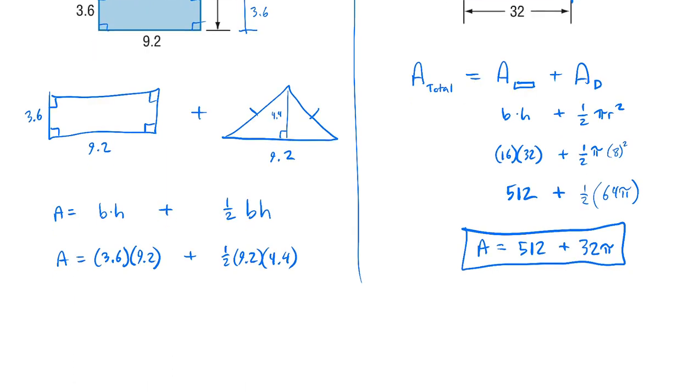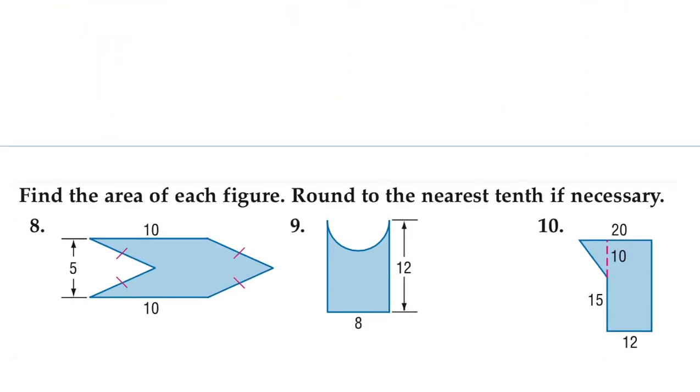So let's do that first problem though. 3.6 times 9.2 plus 1/2 of 9.2 times 4.4. And we get that is exactly, not approximately, but exactly equal to 53.36. Okay, let's go do a couple more.